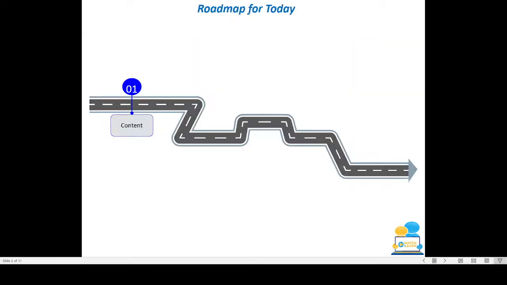So our roadmap for today is essentially, first, we're going to cover the content for the Coleraine University Controversy.